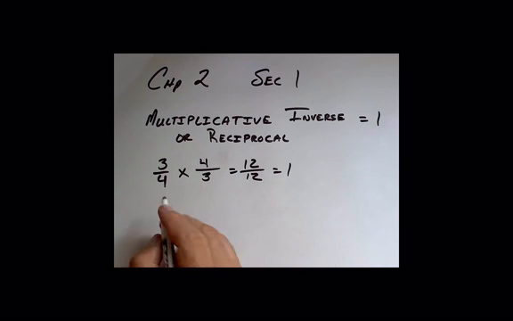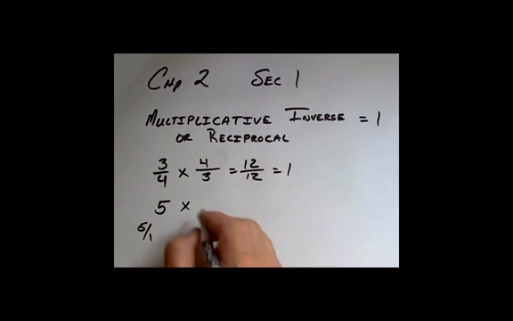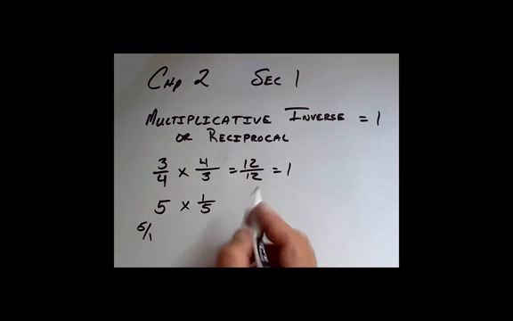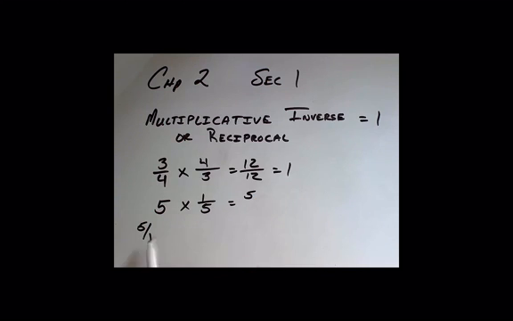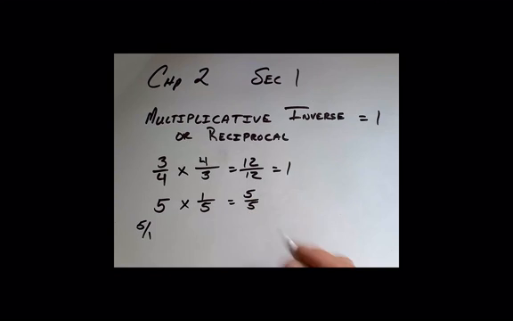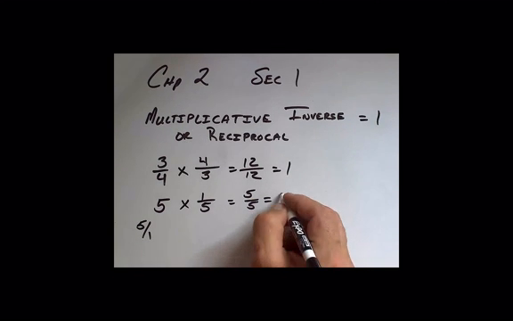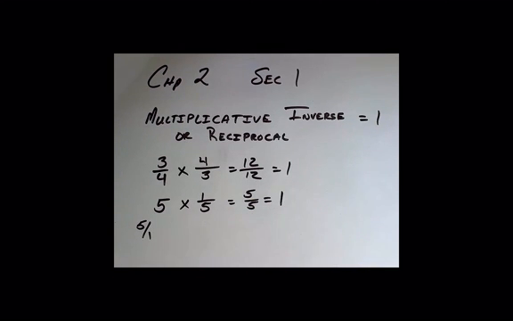What would be another example? What if we had 5? What would be its multiplicative inverse or its reciprocal? Well, if you remember, 5 can be written as 5 over 1. All right? So if we take 5 over 1 and do the reciprocal of it, it's 1/5. Now 5 times 1 is 5. And remember, this 1 is sitting down underneath that 5, and 1 times 5 is 5. 5 over 5 equals 1. That is a multiplicative inverse.